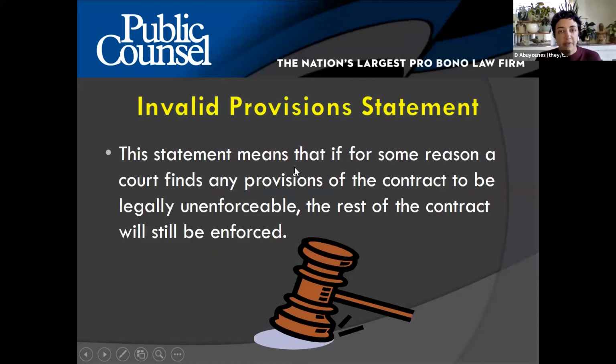You'll also want to include an invalid provision statement. The statement means that if for some reason a court finds any provisions of the contract to be legally unenforceable, the rest of the contract will still be enforced. So if you have to take a dispute before a judge and the judge says that you can't enforce part of your contract, for example, the paragraph on vacations, the rest of the contract is still enforceable. So this basically says, if some part of the contract doesn't work out, the rest of it still applies.